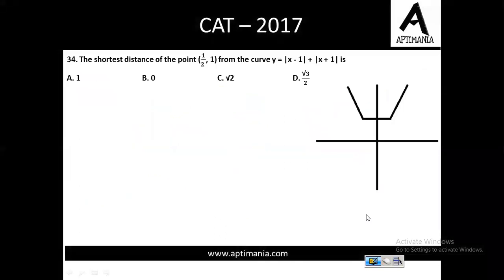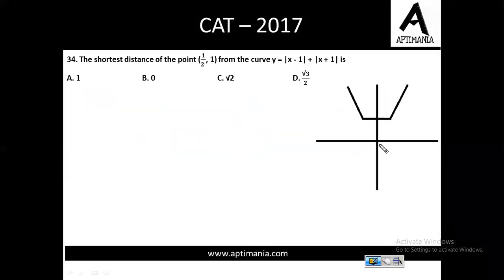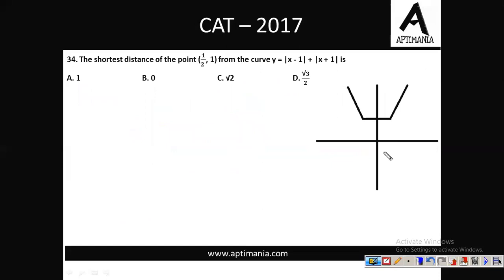Question number 34. The shortest distance of the point 1 by 2 comma 1. So here we'll have a point like 1 by 2 comma 1. So this is 1 by 2 and this is 1. So this point is 1 by 2 comma 1. Right? इसका shortest distance you have to find from the curve mod of x minus 1 mod of x plus 1. So here I have drawn the curve mod of x minus 1 mod of x plus 1 and this point will be 0 comma 2, right?